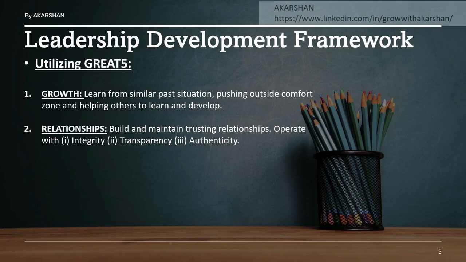Then comes relationships. How is your relationship with your client, your associates, your manager? Although you are a sales manager, someone is also above you in the hierarchy. Someone is below you. Someone is your colleague at the parallel level. And your clients, maybe it is B2B or B2C, or maybe government is involved. So it depends on your relationship. You are going to build a rapport. How are you going to do it? You need to operate with integrity, transparency, and authenticity.